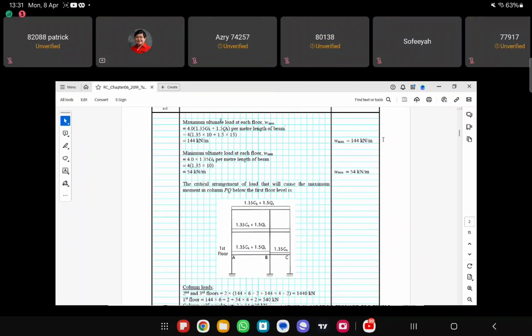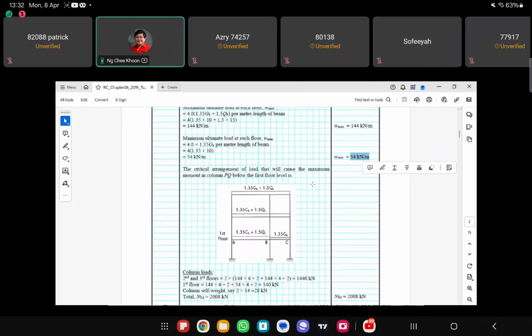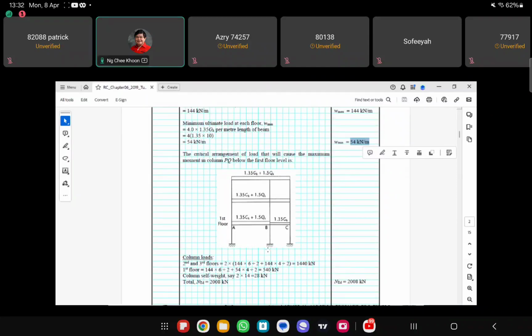Okay, so this is the maximum load on the beam. This is the minimum load on the beam per meter length, right? Okay, so once we know how much W max and W min are, then we can calculate the total load that is transferred to the column. The load transferred to this column here comes from the loading on this floor plus the loading on this floor, plus this column load plus this column self-weight.